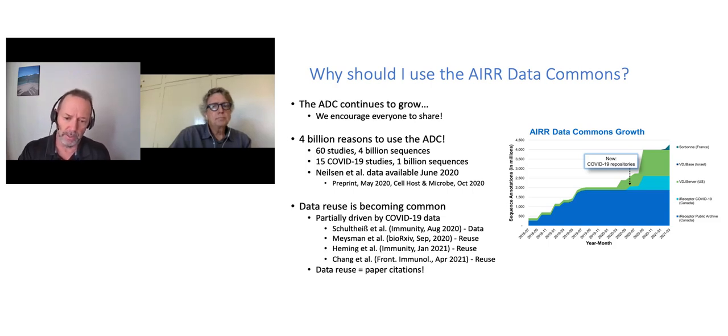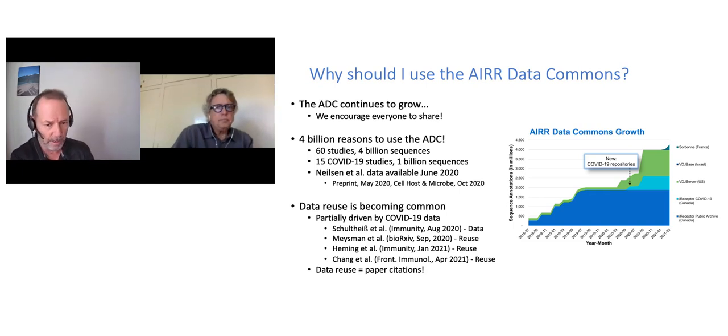One of the things I mentioned is data reuse is now very, very common. We're seeing a dramatic increase in researchers finding data in the AIRR Data Commons and reusing that in their further studies. And I think a lot of the data reuse has been driven by the importance of data towards fighting the COVID-19 pandemic. We had papers published in May, June, July, August. Those papers were curated into the AIRR Data Commons. In particular, the Schulthess et al. paper, which many of you may be familiar with, was published in August of 2020.